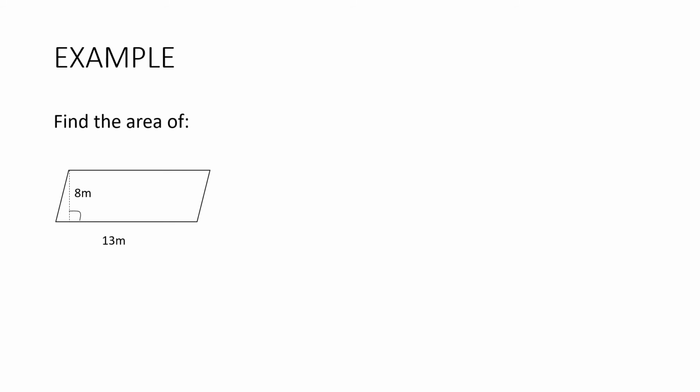All right, let's do some examples. Find the area of this parallelogram. The base is 13. The perpendicular height is 8. Start with the formula, base times height. It's going to be 13 times 8. You can either do that on a piece of paper or you can do it in the calculator. It's going to give us 104 meters squared.